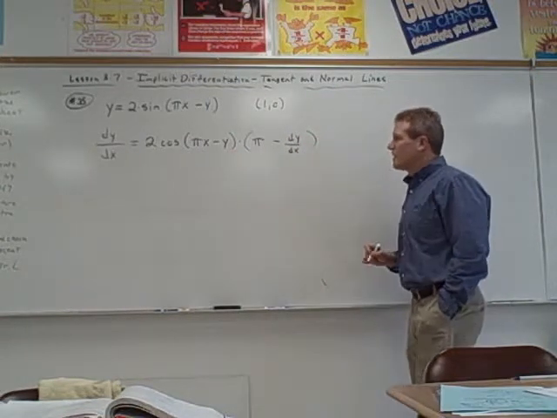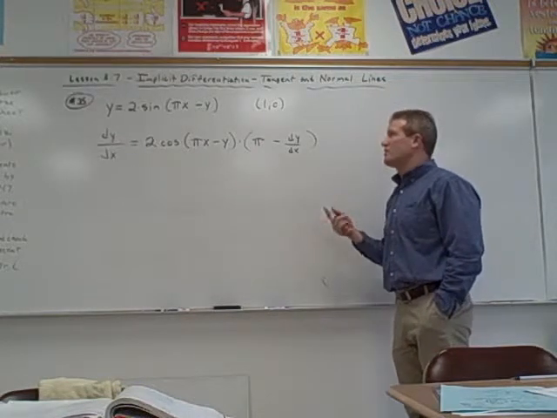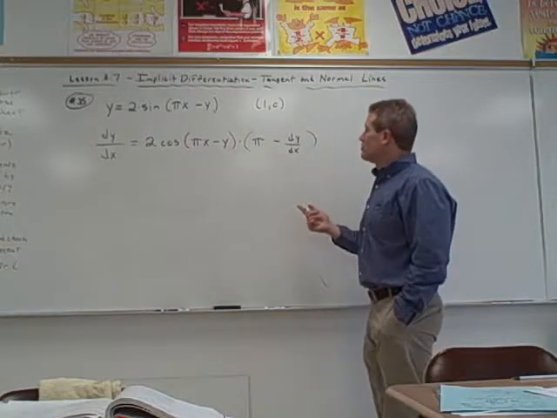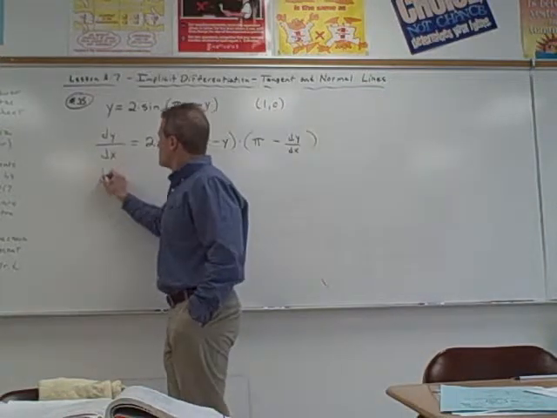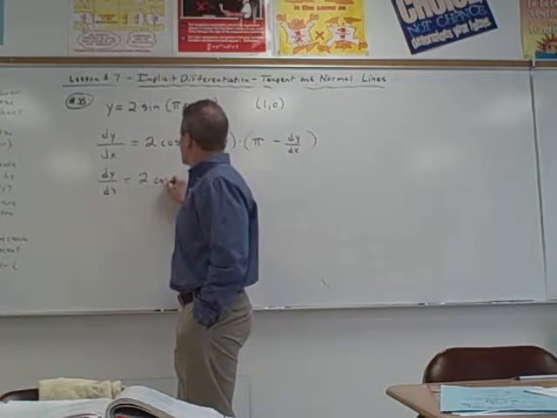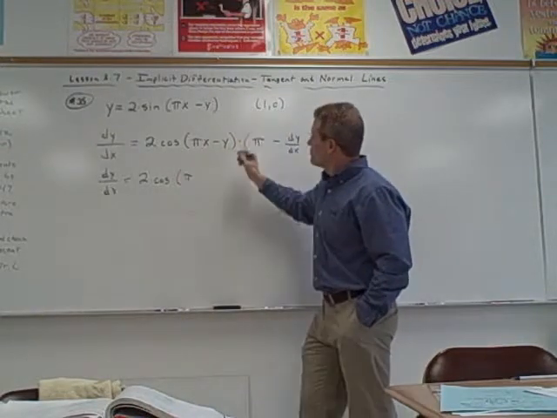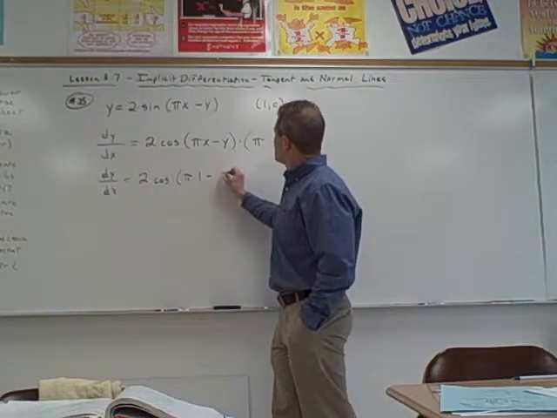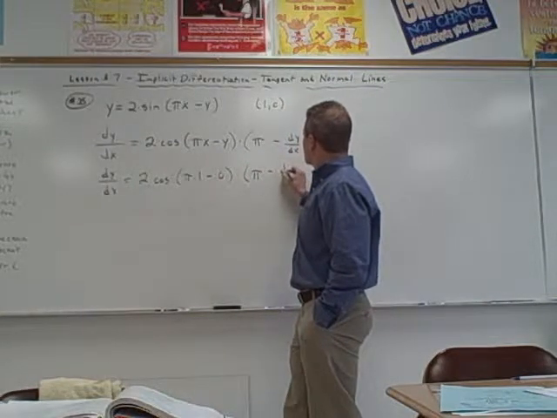At this point, I can either solve for dy over dx, or I can go ahead and plug in the 1 and the 0 right away. I think it's probably going to be easier to plug in 1 and 0 right away for x and y. So that's what I'm going to do. So I'm going to have dy over dx equals 2 times the cosine of pi. And for x, I'm going to plug in 1. So times 1 minus 0 times pi minus dy over dx.